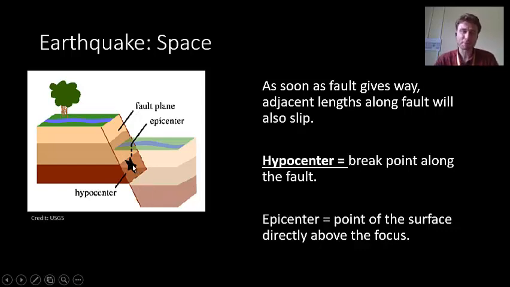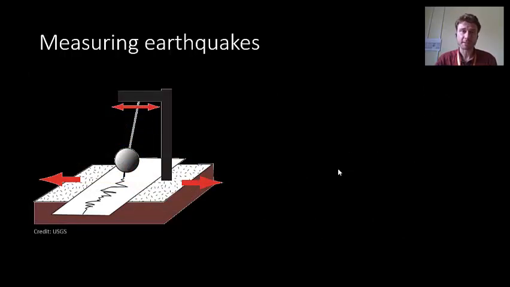So if here's our hypocenter right here, which is the actual release point of the fault, our epicenter, where we could find the surface expression, would be directly above that. Notice how it's not necessarily on the plane of the fault if the hypocenter is deeper. Epicenter above. Great.